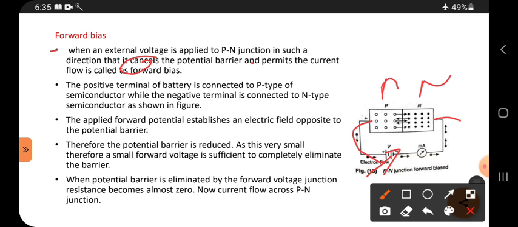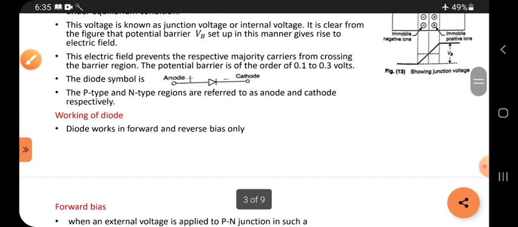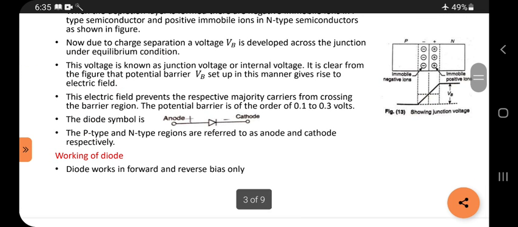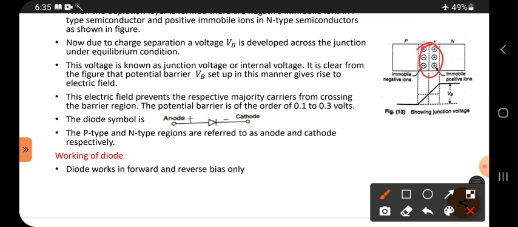cancels the potential barrier. So already we have shown this side, the potential barrier. See, the potential barrier means this is the region. This region can be lowered when we increase the potential. So slowly this gap decreases, and finally it becomes single, or it becomes cancelled.